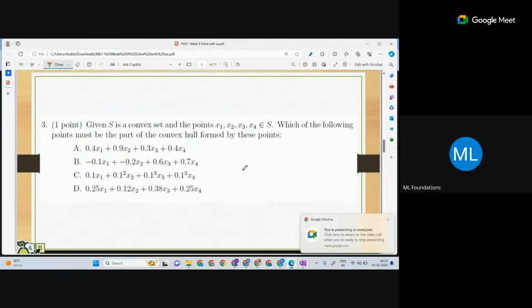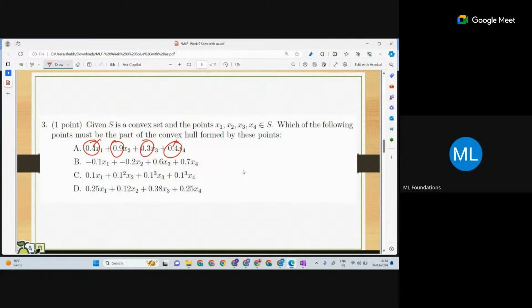Okay, so this question is also very easy. We just need to use the constraints for the convex hull. Either the positive constraint, using that you can neglect an option, or the sum. If you try to solve with the sum, you may not get 1. If you sum these all, you may not get 1. So you can check this one. This is going to be 8.